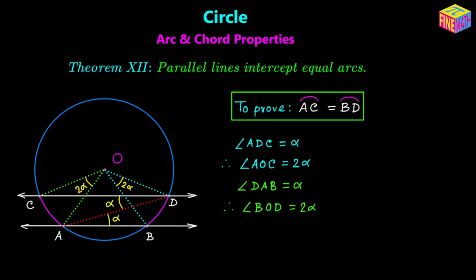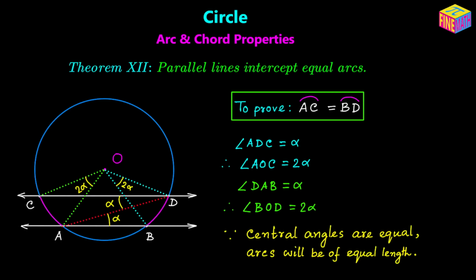Next, let's take a look at the central angles for the two arcs. Here we are focusing on the arc AC and arc BD. If you look at these two arcs, they both subtend the same size of central angle at the center. In a previous theorem, we have proved that equal arcs subtend equal central angles. And here, because these two arcs are subtending equal central angles, we can say the arc lengths must be equal.